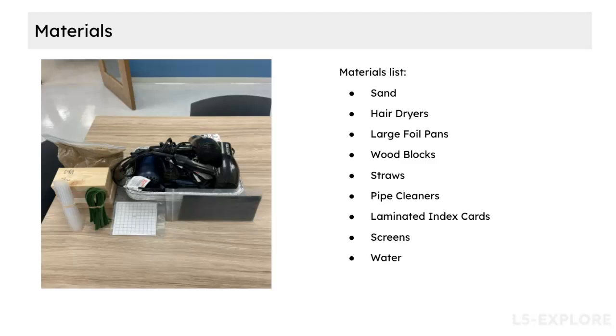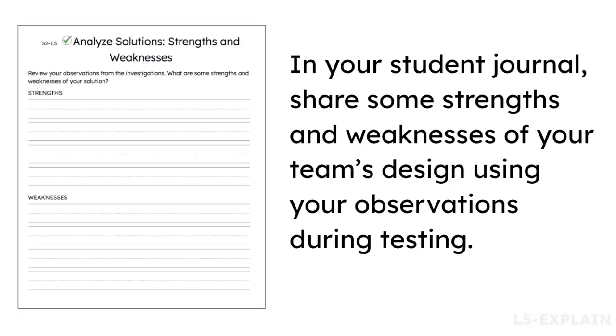wind. For the Explain portion, you'll have engineering teams analyze the data they collected in their Analyze Solutions, Strengths and Weaknesses student journal pages by identifying strengths and weaknesses of their designs. Students will review their observations from testing, then use the table in their journal pages to come up with the strengths and weaknesses.